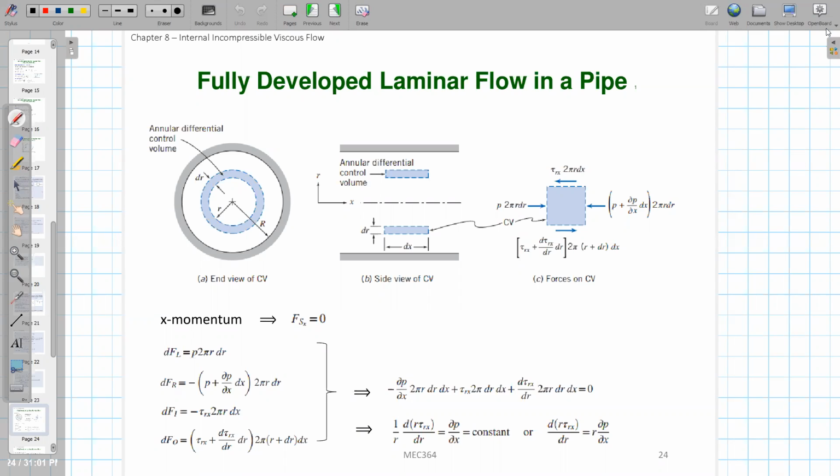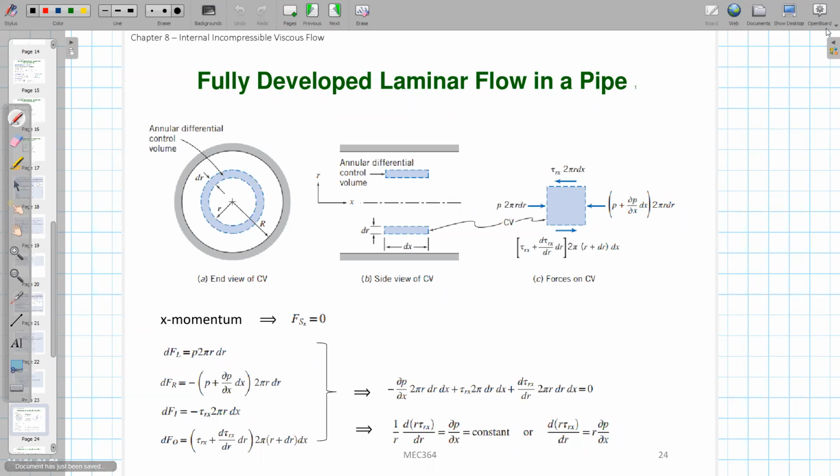In the fully developed region, the velocity profile of the flow will not change in the x direction. It's only a function of r. On the x direction, the velocity profile will not be changed, so that's why we call it fully developed.